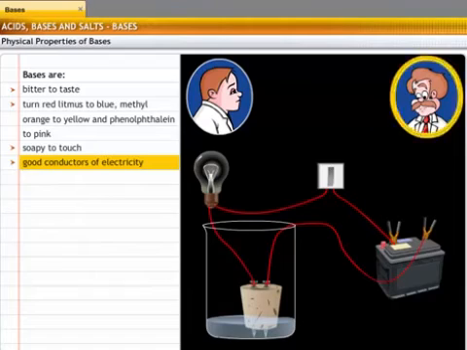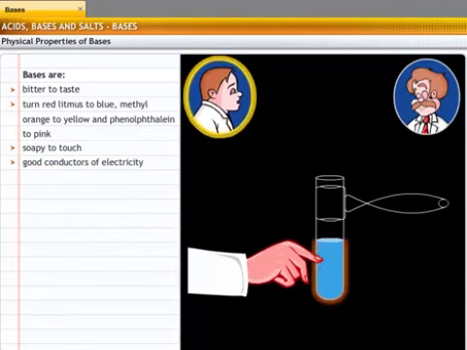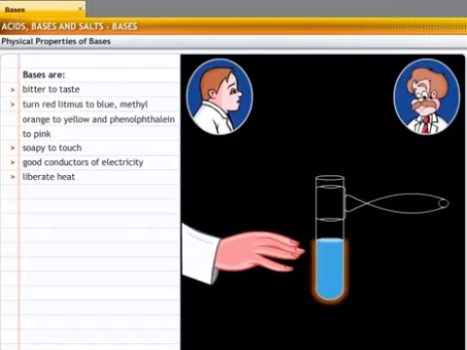Finally, pass electricity through it. We can observe that the bulb glows. From this, we can conclude that bases conduct electricity. Ouch! It's hot! When bases are diluted with water, they give out heat.